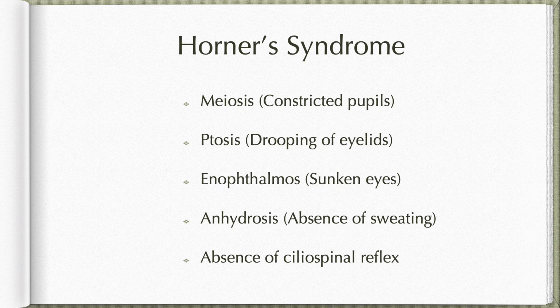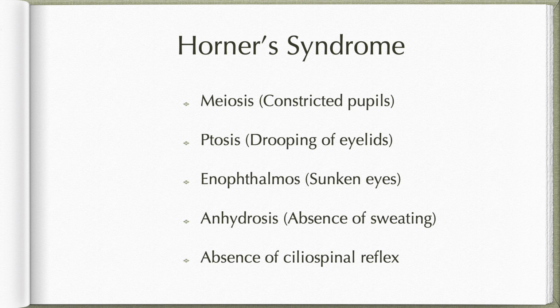Then there is a component that is ptosis or drooping of the eyelids. Now this drooping of the eyelids is because of the involvement of Miller's muscle, which is the smooth muscle along with the levator palpebrae superioris. Now that smooth muscle component is supplied by sympathetic nerves. So when that muscle is involved, there will be ptosis or drooping. This ptosis, however, is a mild ptosis.